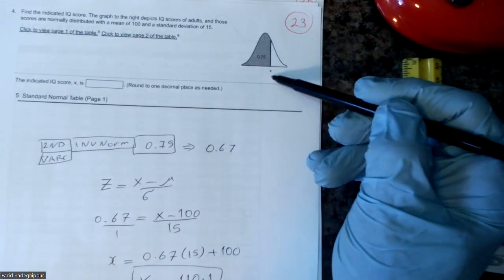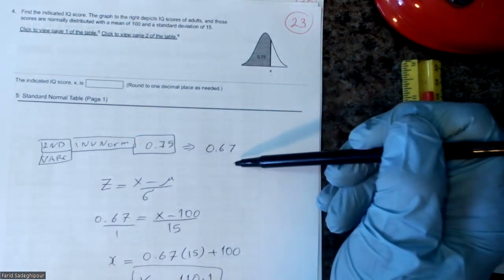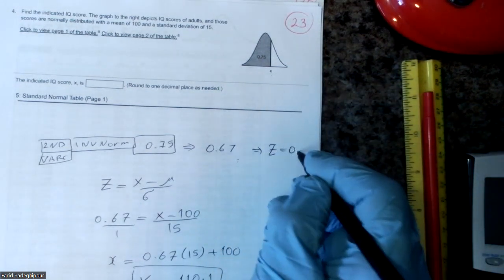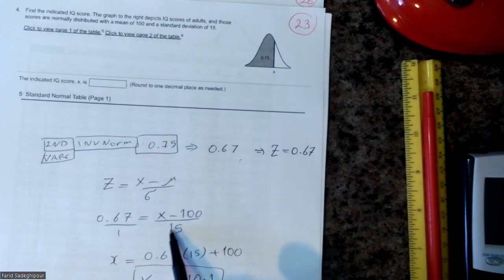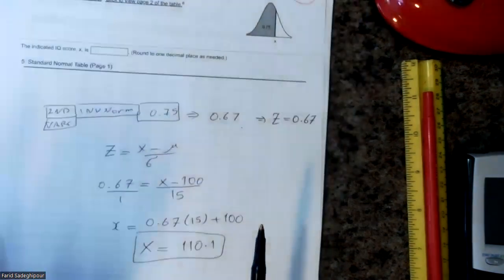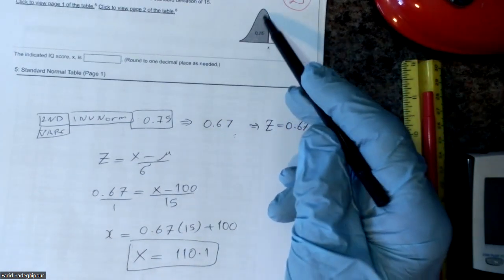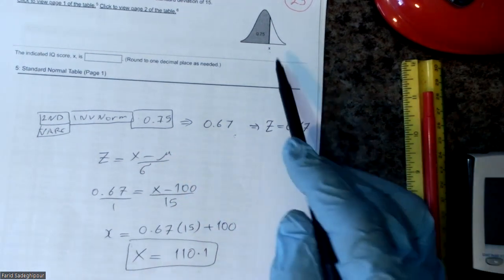Area is given, they ask us to find the x. What you could do from the inverse norm, you put the area, that gives you the z value. So z is 0.67. Then you're using the z in the formula. Mean and standard deviation are given in the problem. With cross multiplication, that gives you the value of x. So the area is 0.75. Area is given. That helps us to find the z. And then through the formula, since we know mean and standard deviation, that gives us the x value. They're looking for the x value.